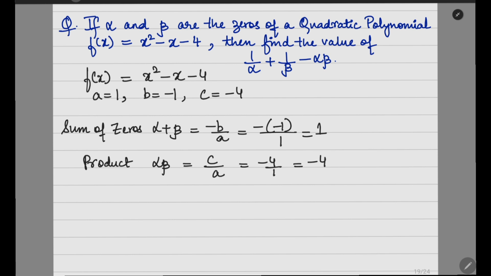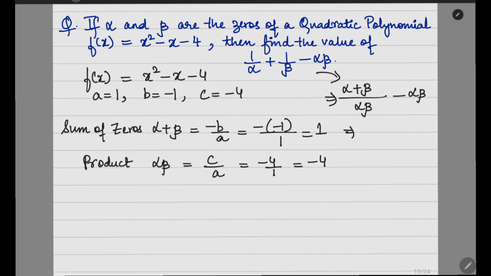Okay. Now, from the given expression, you will have to simplify this. For the first two terms, you can take alpha beta common. Take the LCM. So numerator will be alpha plus beta minus alpha beta. Okay. Now you have expressed everything in terms of alpha plus beta or alpha beta.